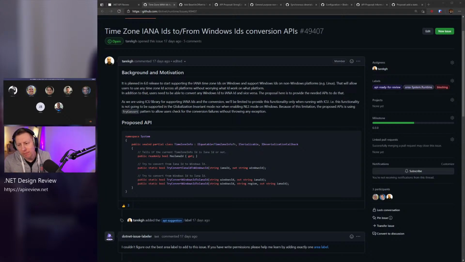So these are pretty simple. They are almost identical to the ones that I have in my time zone converter library, which should hopefully no longer be needed once these are in place. And that's about it. Questions?